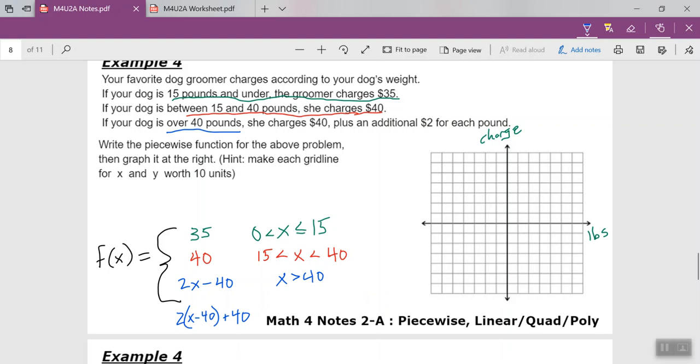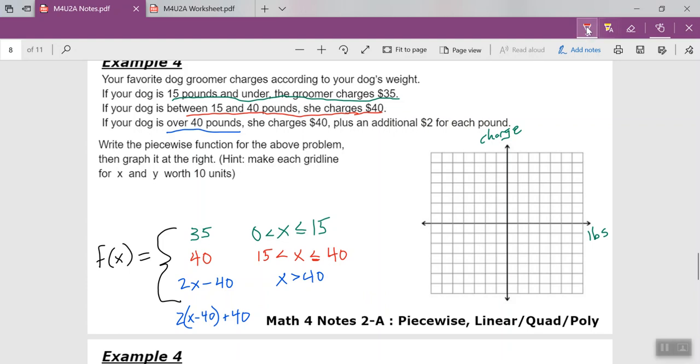Well, if the groomer's going to charge $40 plus 2 for each pound after that, then you're going to have to presume that the 40-pound dog is going to cost $40. What we need to do is adjust this and put an equal sign beside that 40. So x is less than or equal to 40. Otherwise you're going to have a groomer with customers saying, my dog weighs exactly 40, I should get it for free. Yeah, that's going to happen in the real world.